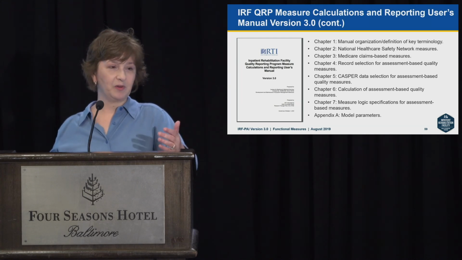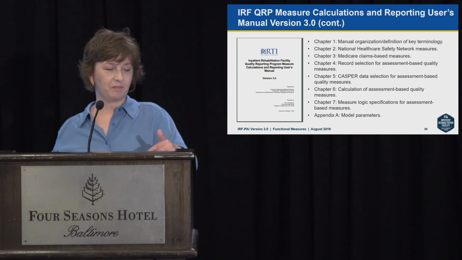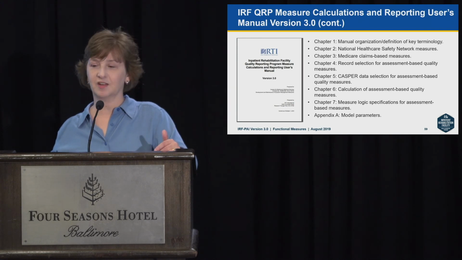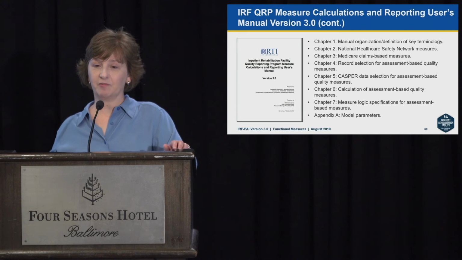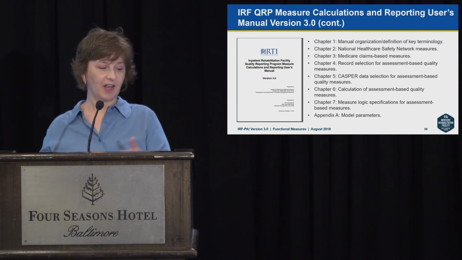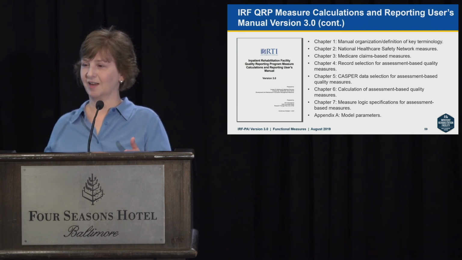So just to help you navigate, it is sorted by chapters. The first chapter talks about organization and gives definitions of key terms. Chapter 2 talks about some of the other measures, CDC measures. Chapter 3 is about the claims measures, where you can find more information. Chapter 4 tells you about the selection process, so it's those things like I told you.